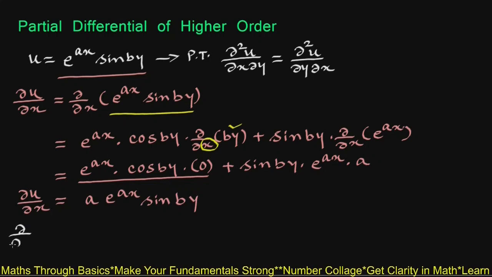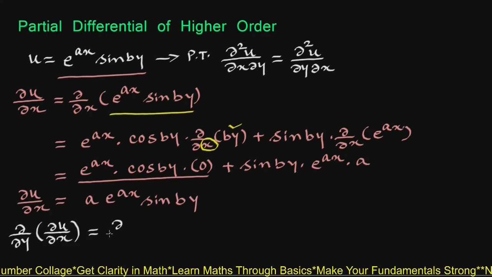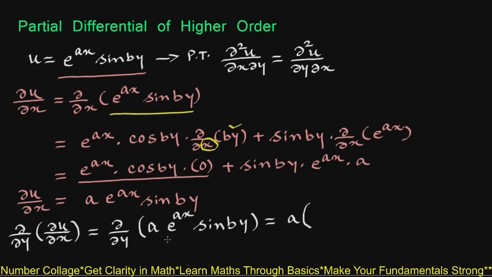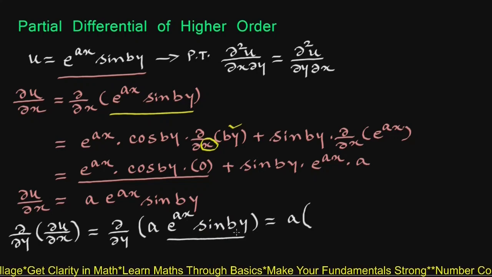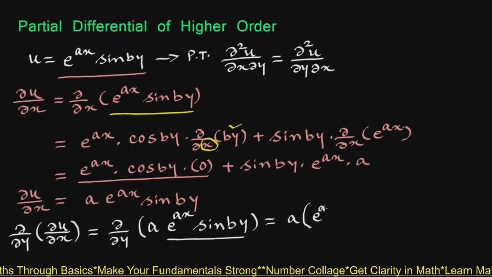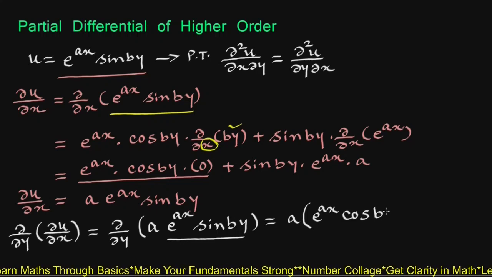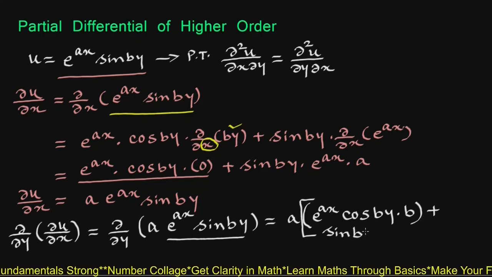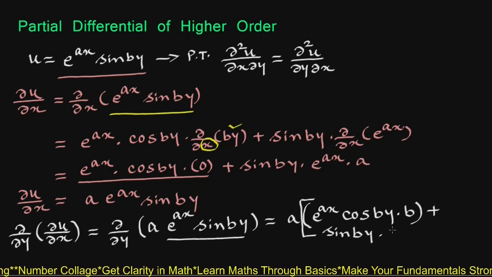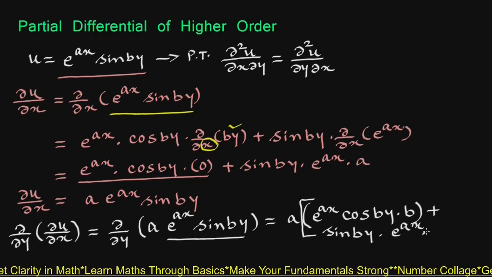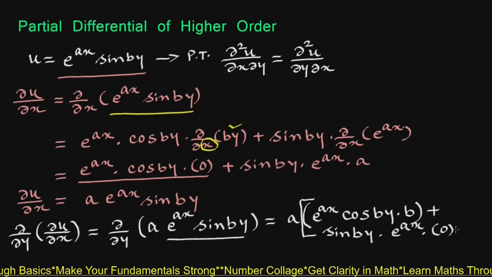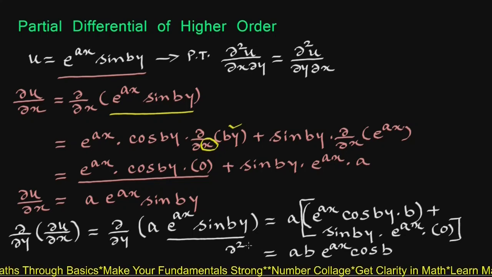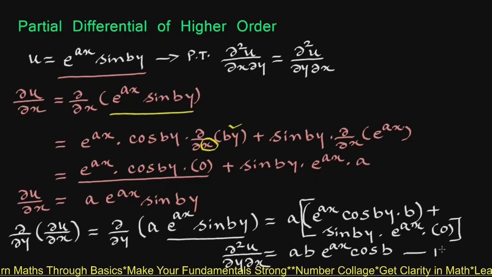Next we find ∂/∂y of ∂u/∂x, that will be ∂/∂y of a e raised to ax sin by, that will be a into, we will use product rule for e raised to ax sin by, so that will be e raised to ax ∂/∂y of sin by will be cos by into ∂/∂y of by will be b plus sin by into ∂/∂y of e raised to ax will be e raised to ax into ∂/∂y of ax, that will be 0, which will be ab e raised to ax cos by, and this is ∂²u/∂y∂x. We name this 1.